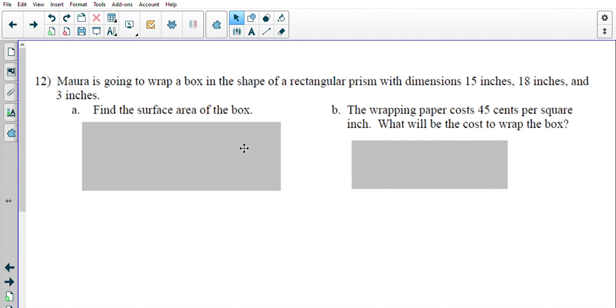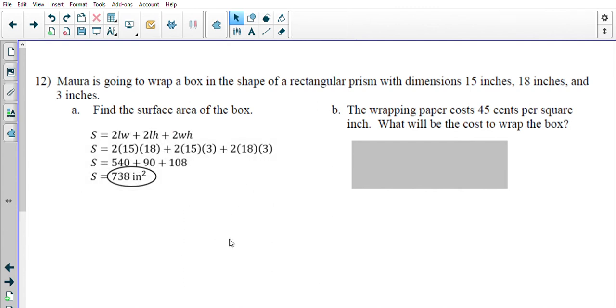First things first, find the surface area of the box. It's a rectangular prism, so we'll plug in 15 for L, 18 for W, and 3 for H. So you've got 2 times 15 times 18, which is 540, 2 times 15 times 3, which is 90, and 2 times 18 times 3, which is 108. Add those together to get a total surface area of 738 inches squared.